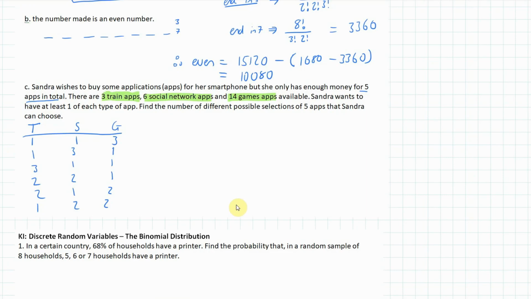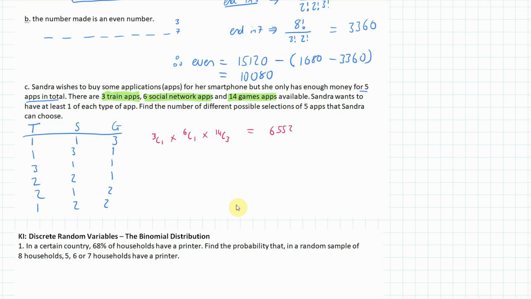So now we've got to work out each of these different ways. So the first one, there's 3 train apps. So she's going to go 3, choose 1. Then she's going to get the social network app. So that's 6, choose 1. Times 14 games, choose 3 of them. Now that gives me 6,552.